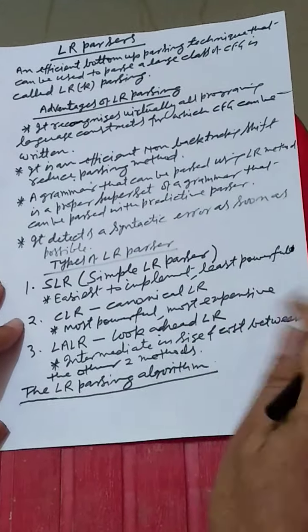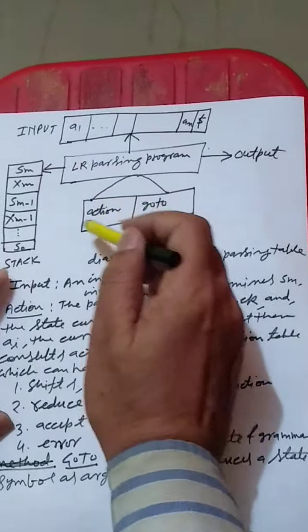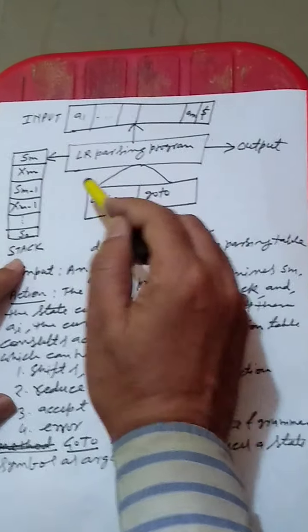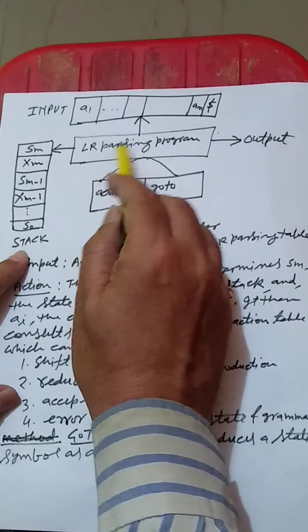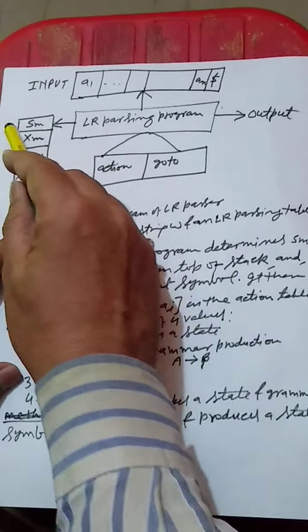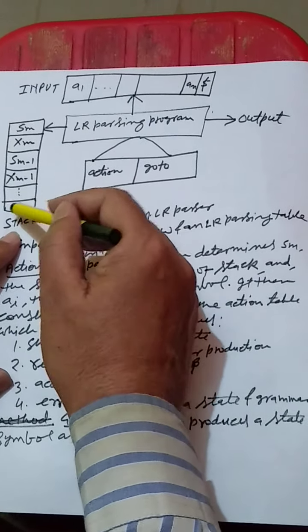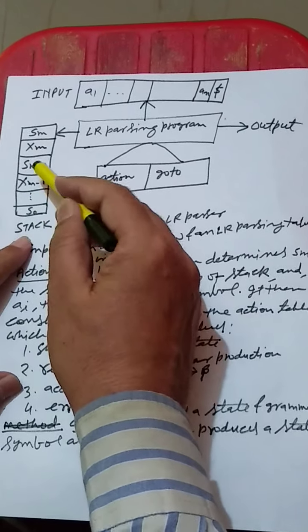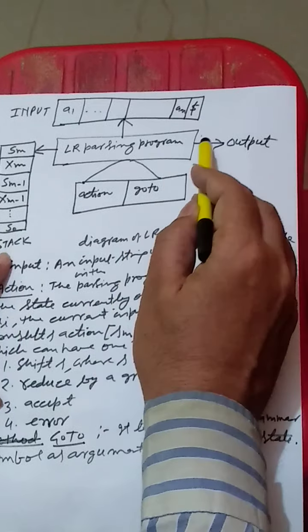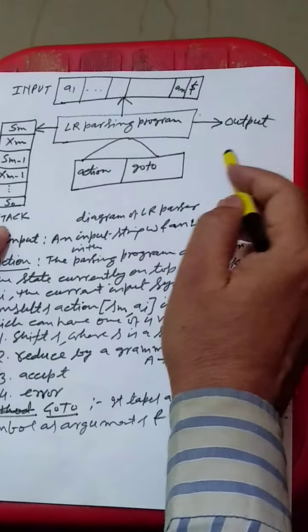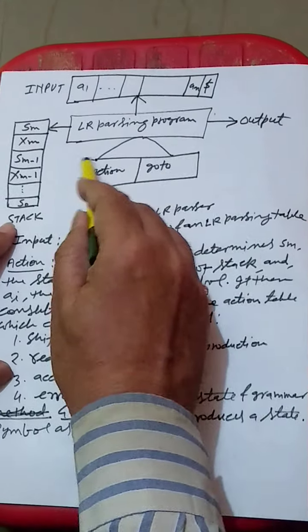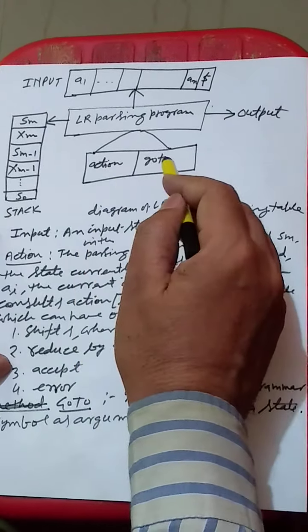The LR parsing algorithm. The diagram of all LR parsers is the same. It uses an LR parsing program which reads the data from the input buffer. There is a stack on which S0, X1 and so on are stored. S is a state and X is a grammar symbol. It produces the output that the string is parsed or not, or error, and it uses the parsing table. It has two parts, action and goto.